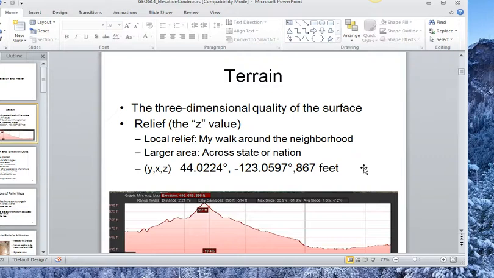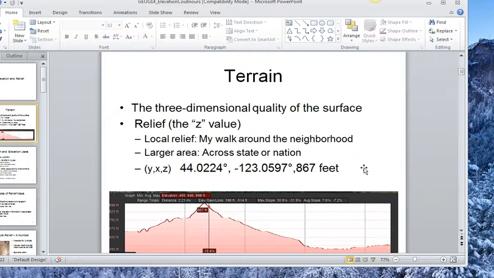So we've been looking at X and Y coordinates, the latitude and the longitude. This is considered the Z coordinate or the elevation. And so if you're using a GPS unit, you will see your elevation value is often identified as the Z value. And so we can talk about the idea of relief.